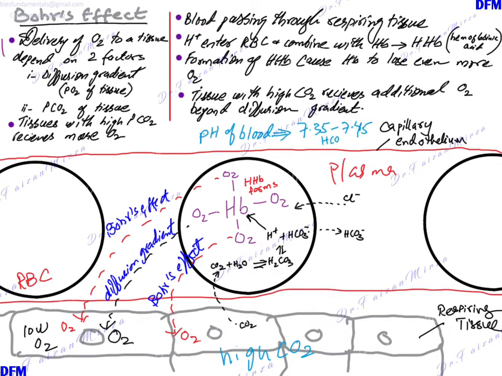The pH of blood, we know, is 7.35 to 7.45. It is slightly alkaline. It is alkaline because of the bicarbonate ion, which is produced in the red blood cell and then enters the plasma, and that's where it travels.